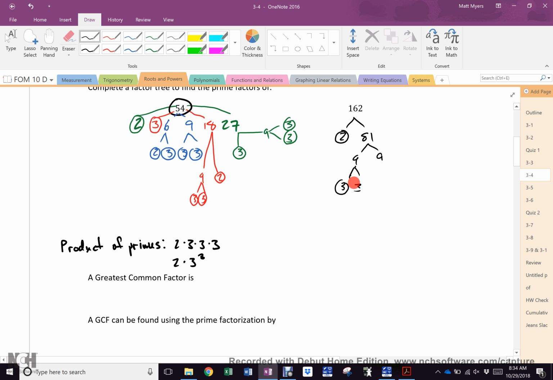3 times 3, 2 breaks. And what is our product of prime here? 2 times 3 times 3 times 3 times 3. Math guy wouldn't write it. 2 times 3 to the 4th.